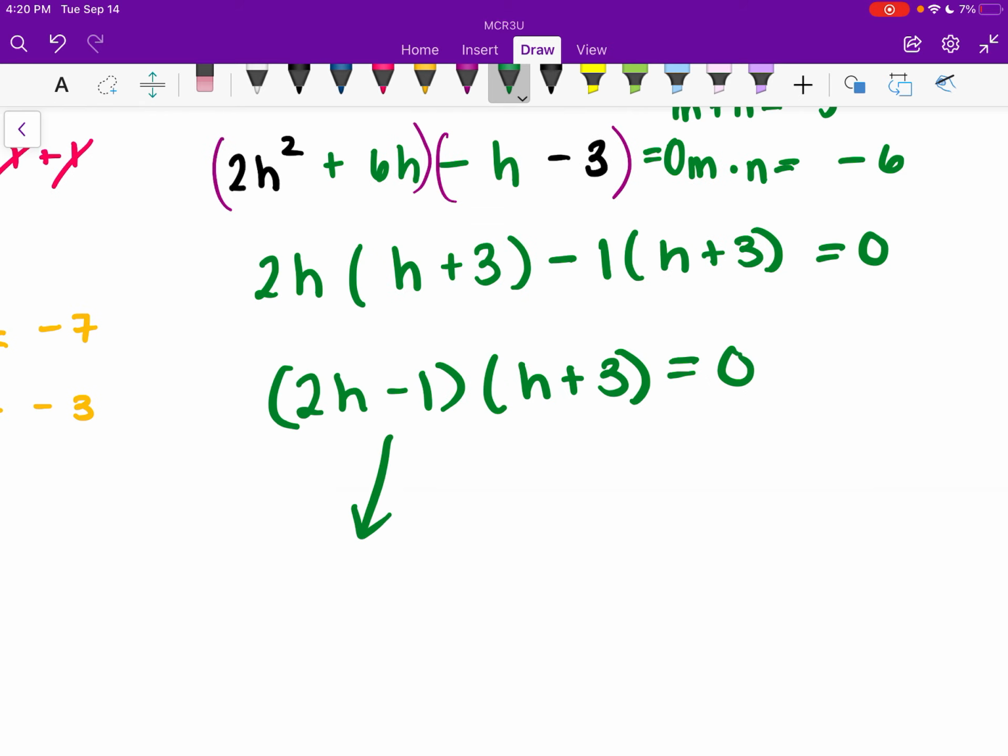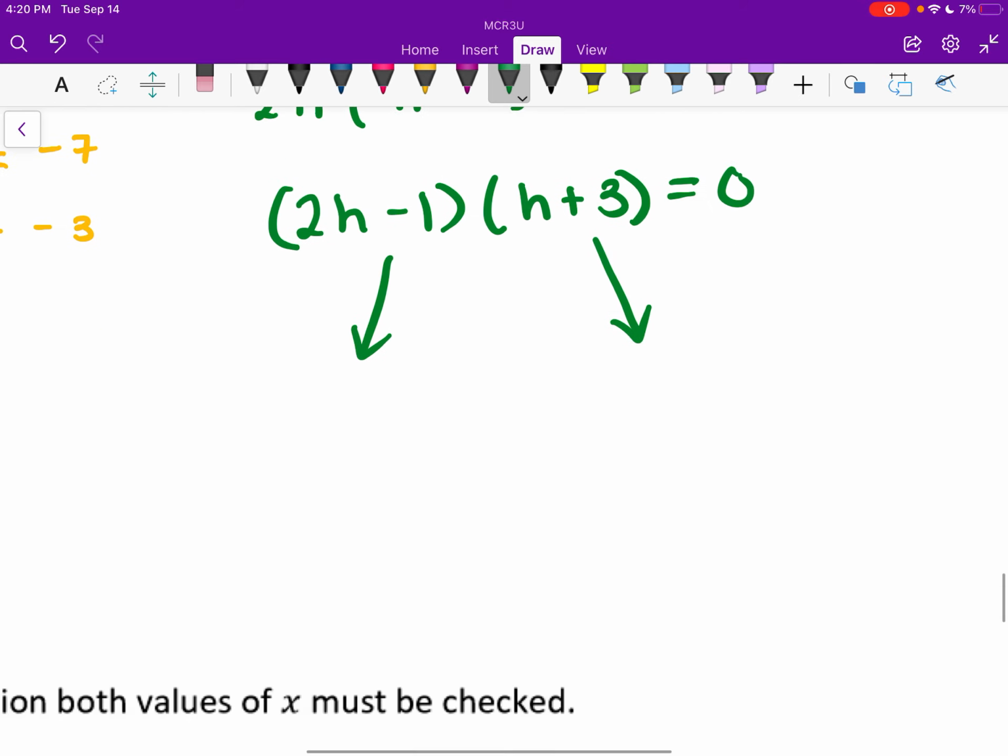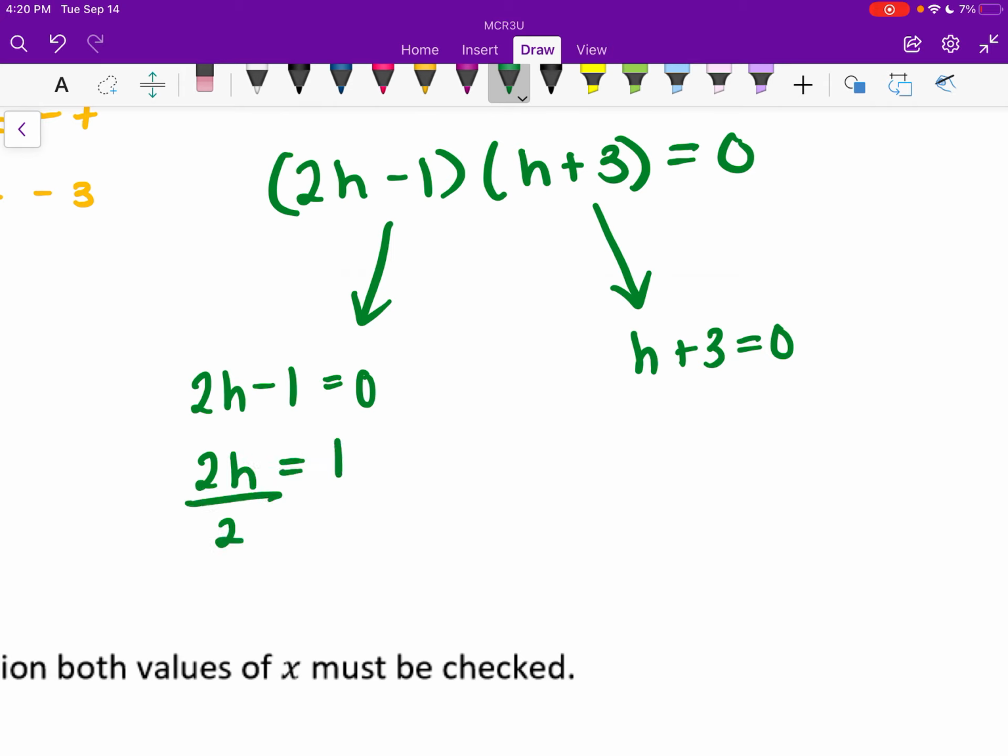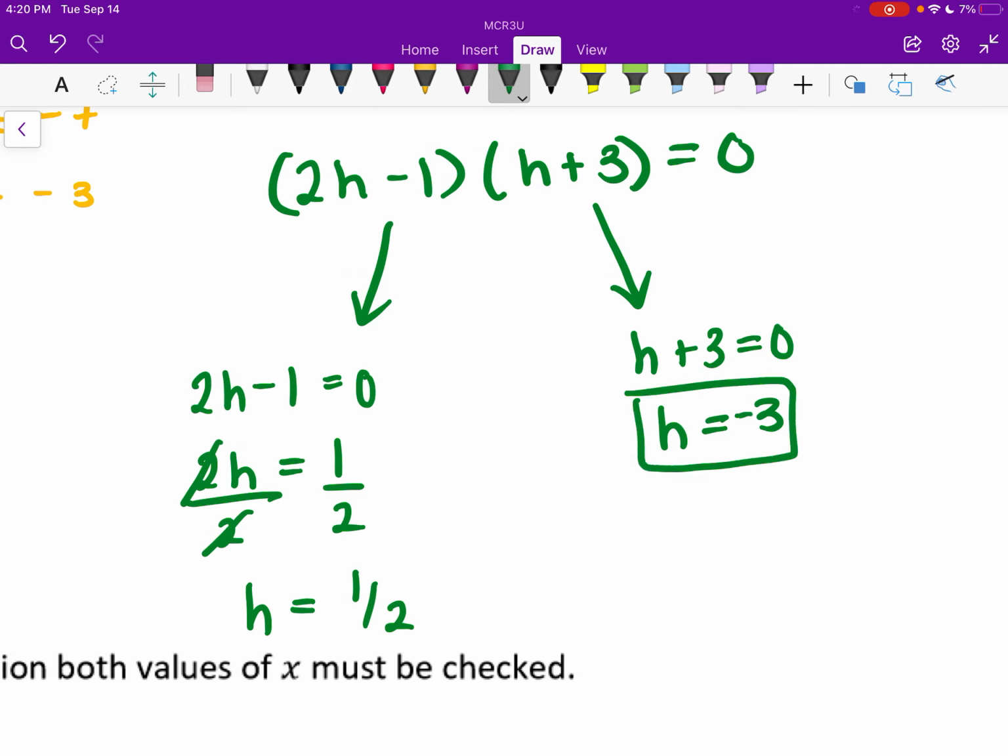Now we're going to make each bracket individually equal to 0. 2h minus 1 is equal to 0. h plus 3 is equal to 0. Right? So let's isolate for the 2. It becomes positive 1. Divide both sides by 2 because you want to get rid of that 2. And h is equal to positive 1/2. Same thing on the other side. h is equal to negative 3. You just add minus 3 because you're subtracting 3 from both sides. And those are your two solutions.